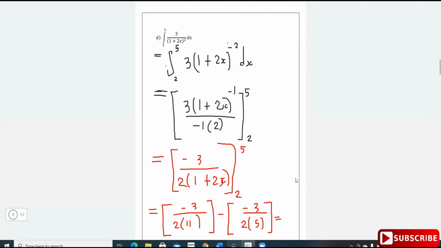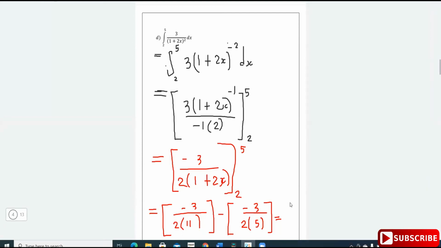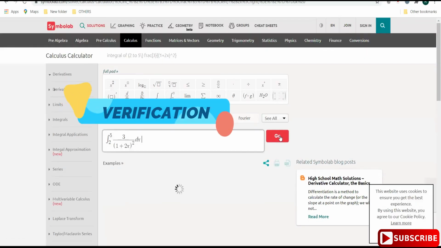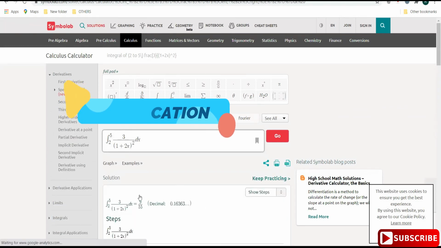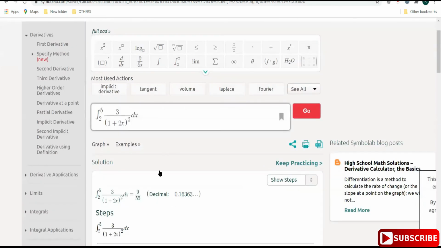That's what that works out to be, 9 over 55. No issues at all. And of course, we like to verify our solutions. So we're just going to check it, the integral from 2 to 5. There we go, we get our 9 over 55. This is just verifying our solution. Nice and easy.